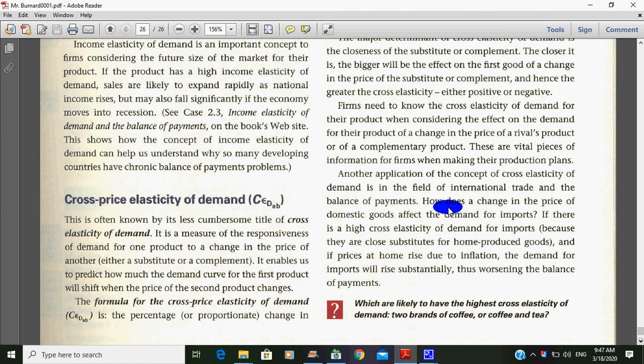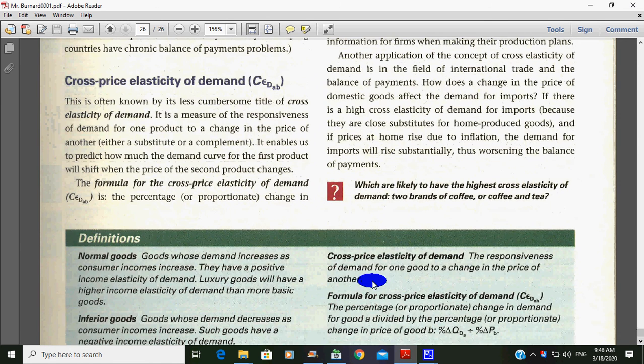So you ask the question, how does a change in the price of goods affect the demand for imports? The answer is if there is a high cross elasticity of demand for imports, and if prices at home rise due to inflation, the demand for imports will what? Rise substantially, thus worsening the balance of payments. Remember that cross elasticity of demand is what? The responsiveness of demand for one good to a change in the price of another.